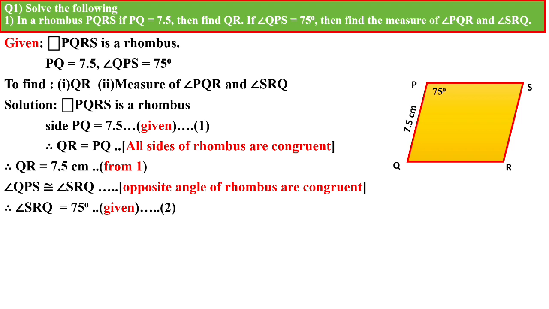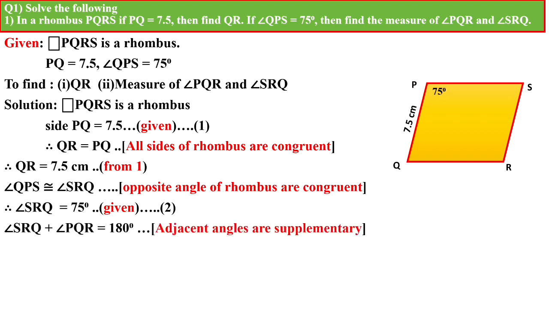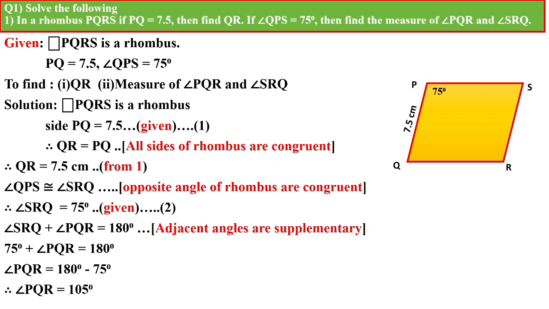Now we have to find angle Q. So angle SRQ, angle R plus angle Q becomes 180 degrees, because they are forming adjacent angles, and adjacent angles are supplementary. Now what is the value of angle R? 75. Substitute the value of angle SRQ. Now 75 will go to the right side, becomes minus. So 180 minus 75 we get how much? 105 degrees. Therefore angle PQR is 105 degrees.